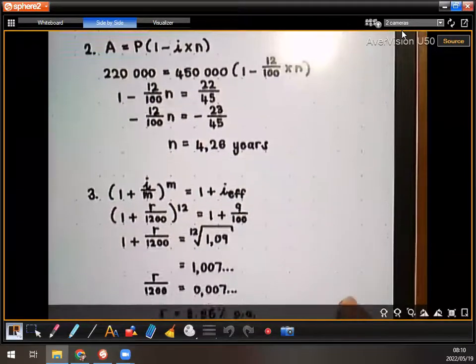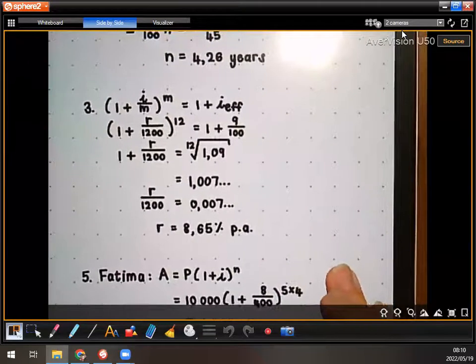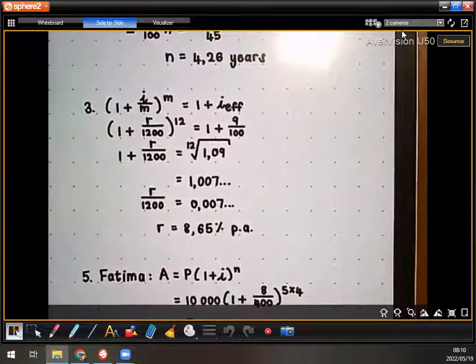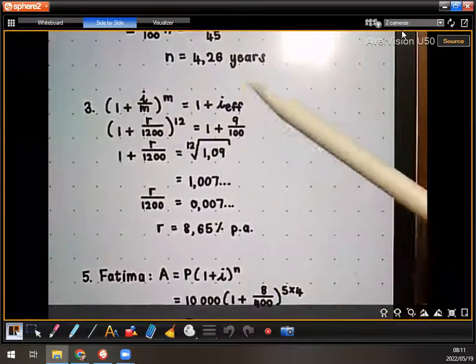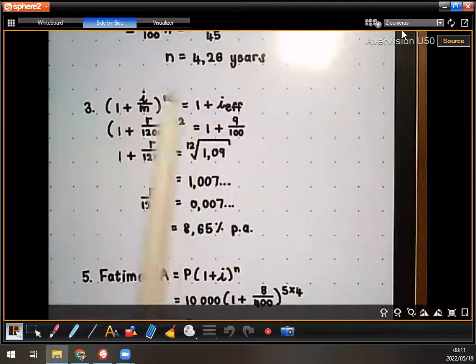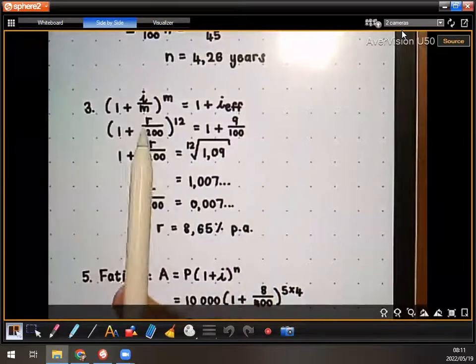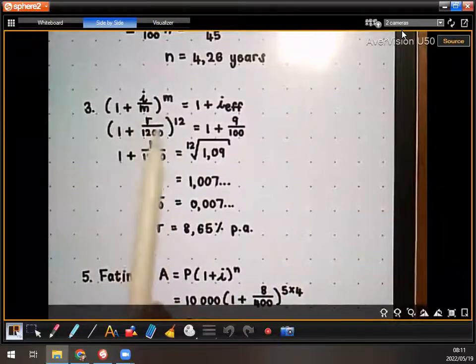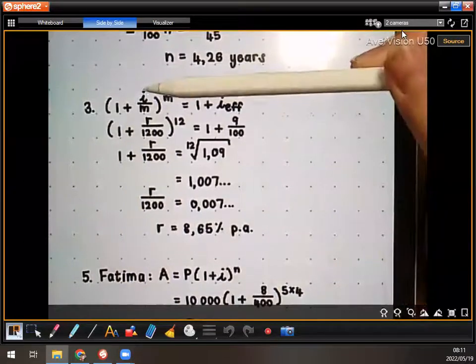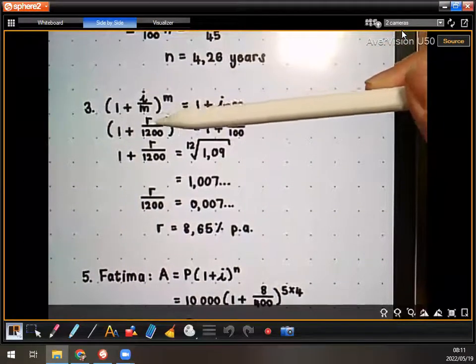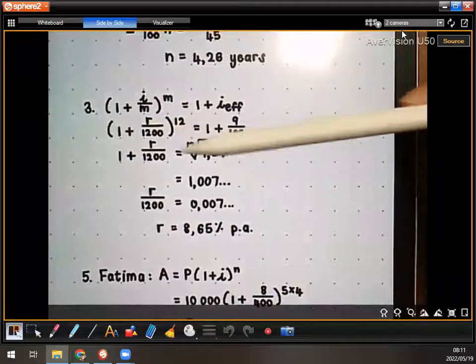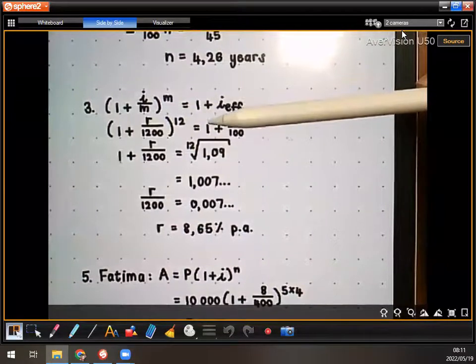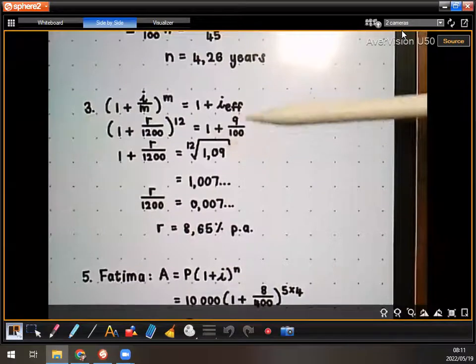Okay, number 3, they asked you to give the nominal interest rate compounded monthly if the effective interest rate is 9% per annum. So then remember we need to use the formula because they're asking for the nominal interest rate. The M1 is on the left. Okay, it's compounded monthly. Remember guys, I told you to write it like this if you're finding the nominal interest rate. So not to write it as i over m, write it as r, that's for rate, over 1200 to the power 12. How many months in 1 year? 12. Equals 1 plus the interest rate that they gave us was 9%.